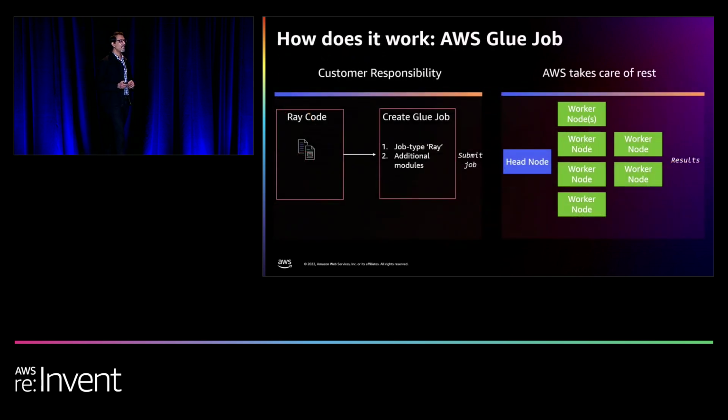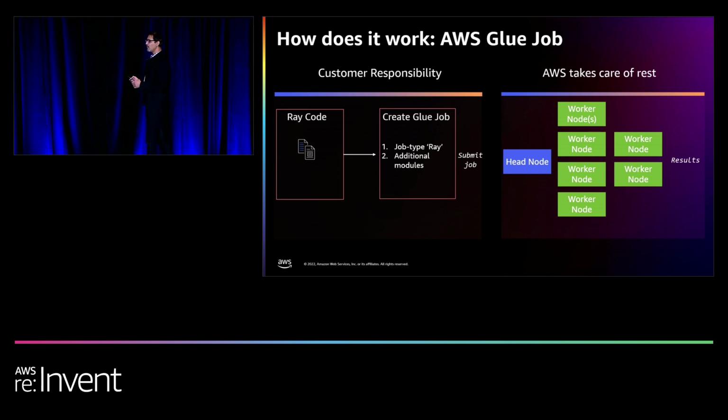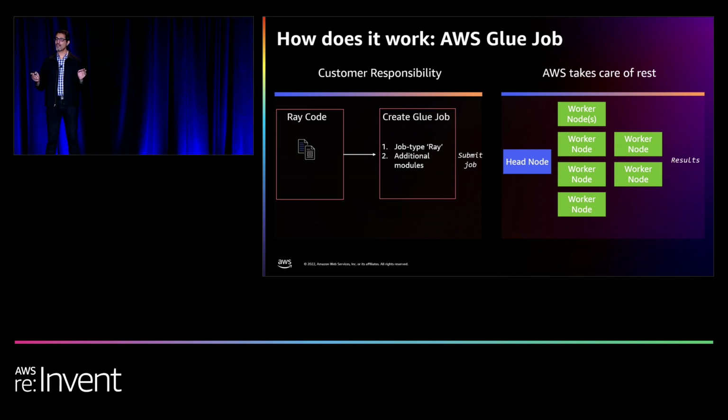Let's see how this works with our Glue Job primitive. Your job is very simple. Write your Ray application, use Glue's APIs, or go to Glue Studio and submit the job. Once you submit the job, Glue takes care of the rest. It will spin up the head node. It will spin up one or more worker nodes as desired. It will auto-scale up and down. And once the job is over, it will terminate all the infrastructure. And as I mentioned earlier, from the time you submit the job to the time when your job starts is under 10 seconds.